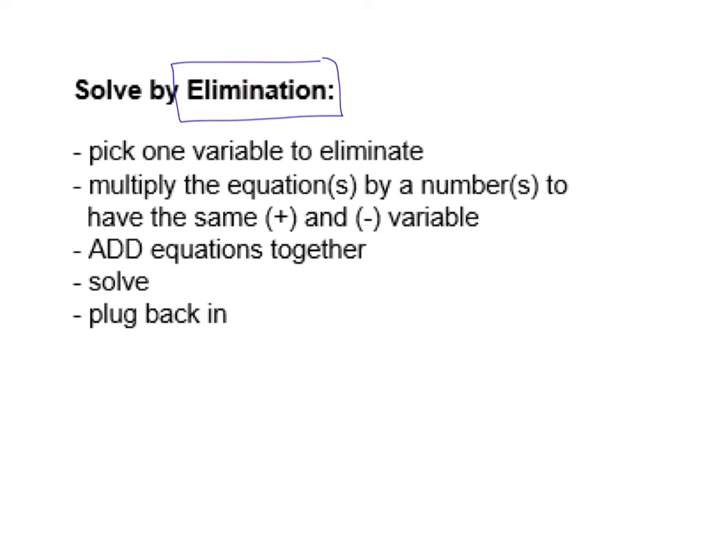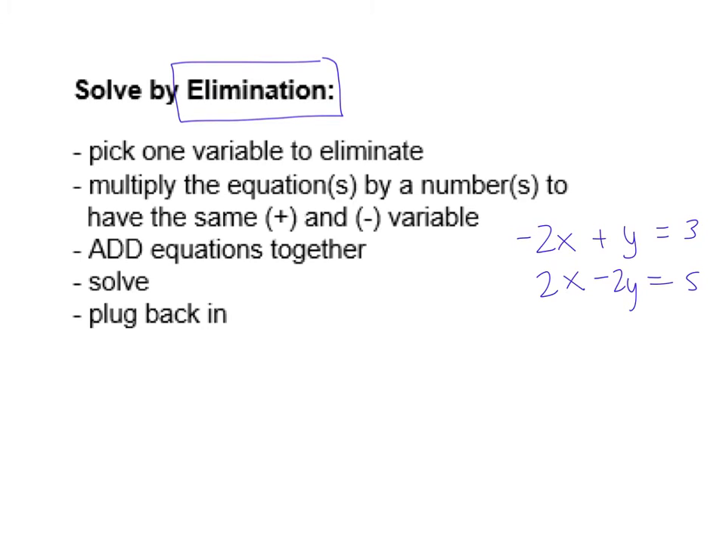Elimination means that you eliminate a variable, either the x or the y, or whatever your variables may be. So pick one to eliminate. Then we use multiplication. And this will make sense when we go through an example. Multiply the equations by a number, or sometimes it takes 2 numbers, to have the same positive and negative variables. So for example, you're going to want a negative 2x and a positive 2x. Let's say this is the rest of the equation.